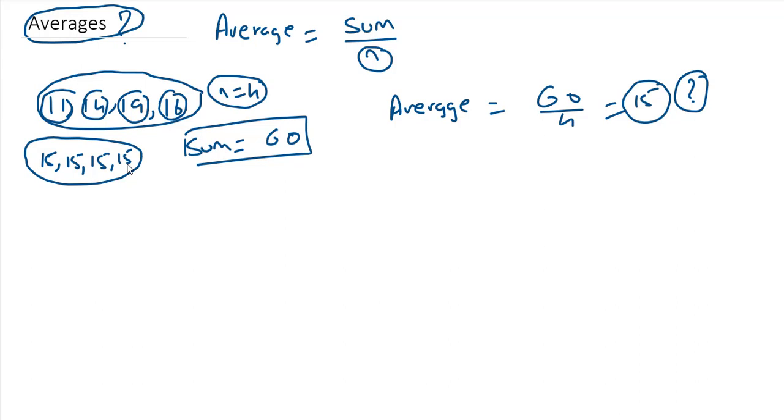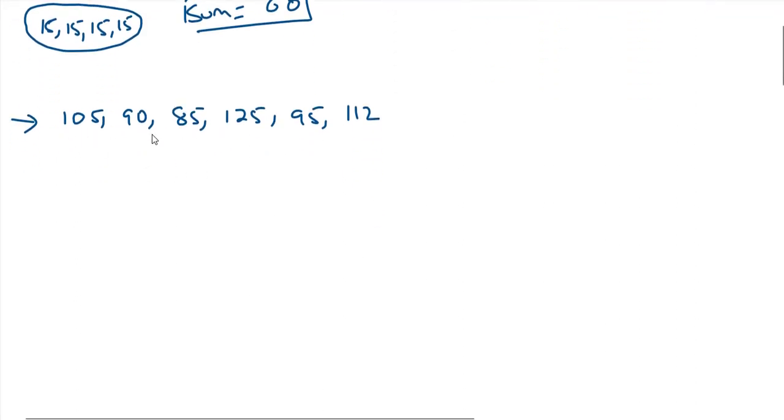Let us now see how to calculate average using the assumed average method. In this case the numbers were quite simple, hence you were easily able to find the sum and divide it by the total number of entries. But if this data set is somewhat like this, 105, 90, 85, 125, 95 and 112. Now as you can see the numbers are comparatively bigger, hence adding them will take a bit of time. So what we can do is assume some average and then we can easily find the average of this given set.